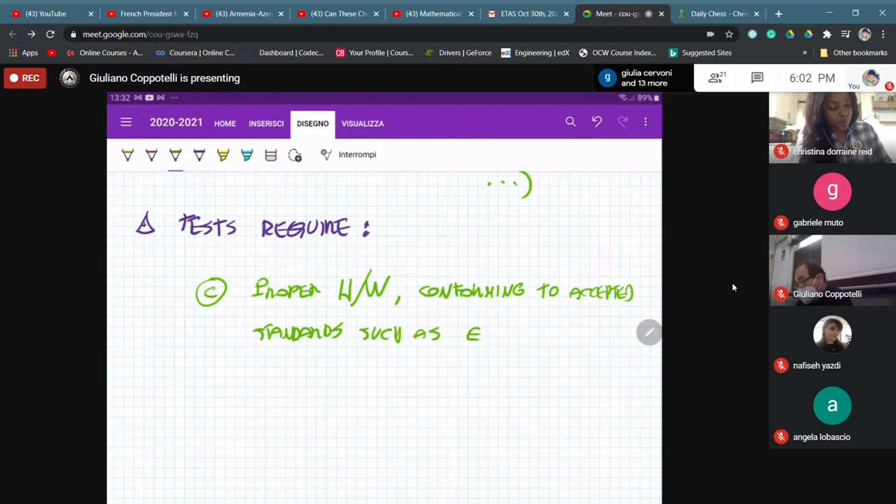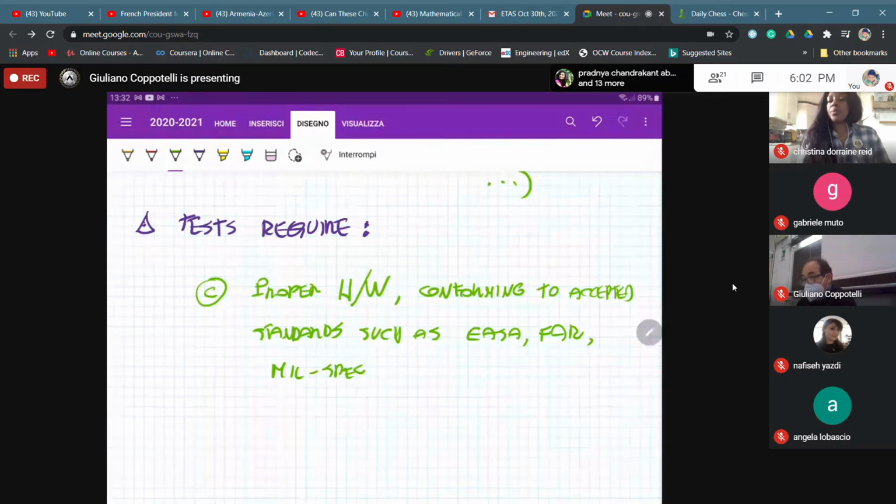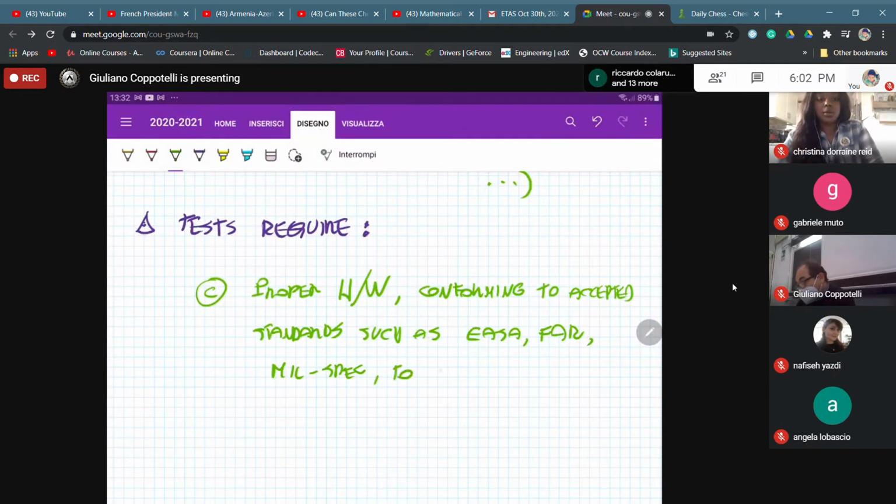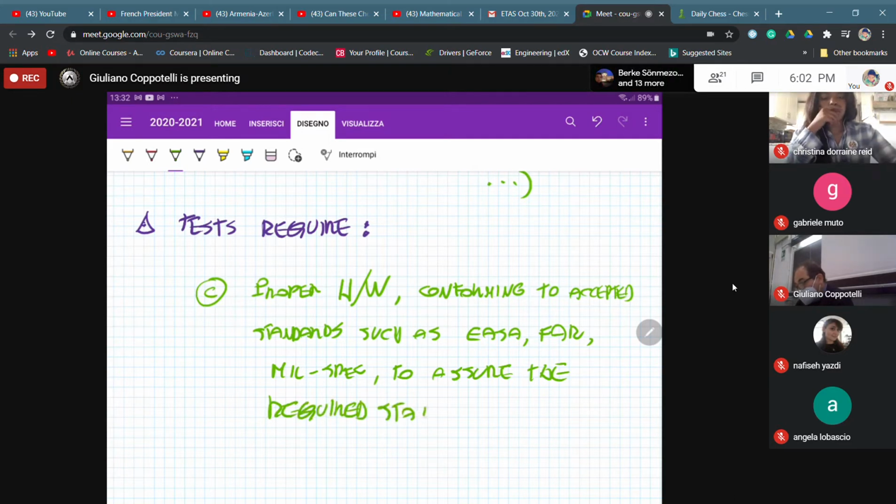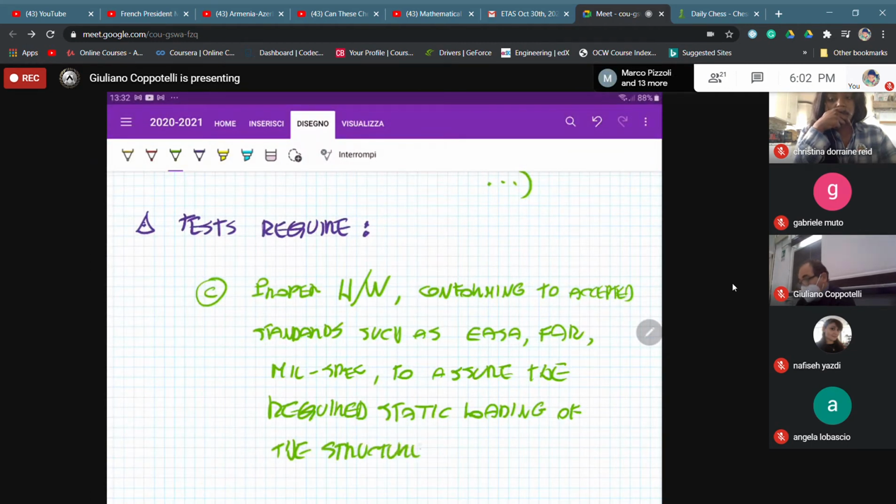Accepted standards, such as EASA in Europe, FAR in specs, okay, in the US. Why that? Because we must be sure that the required static loading of the structure is actually given to your test specimen.